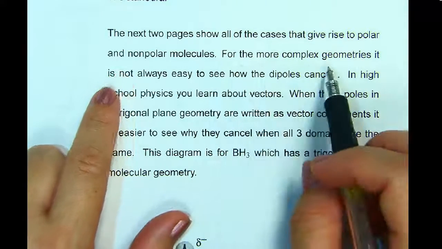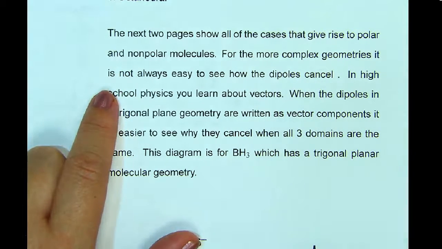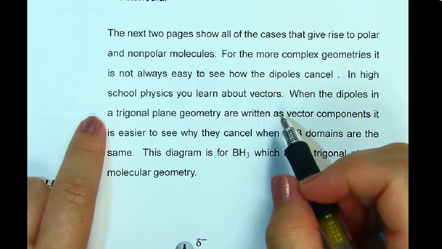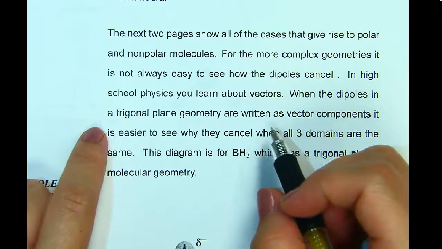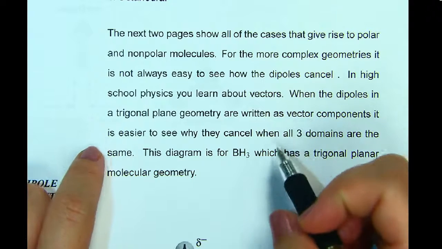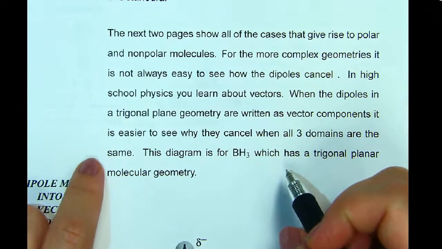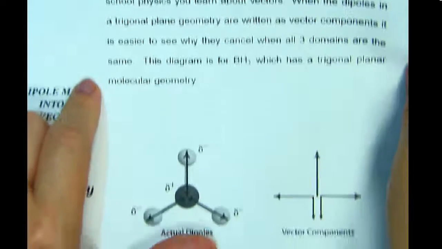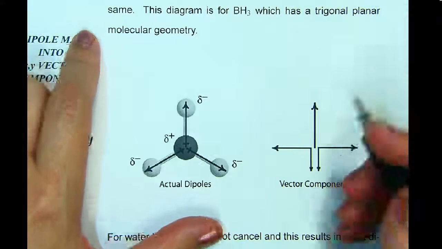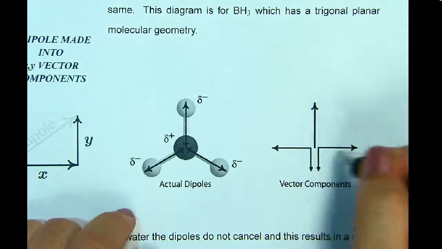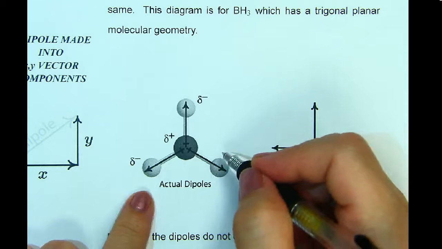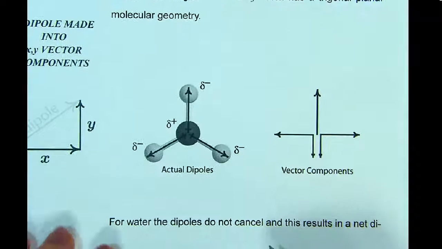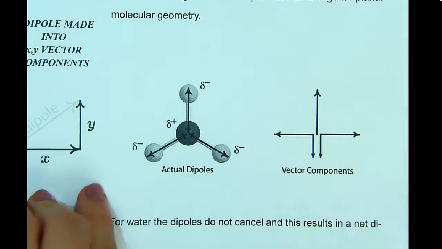For the more complex geometries, it's not always easy to see how the dipoles cancel. In high school physics, you learn about vectors. When the dipoles in a trigonal planar geometry are written as vector components, it's easy to see why they cancel when all three domains are the same. The diagram for BH3, which has a trigonal planar geometry, is seen below, and the way that the vector components are written, they are in such a way that all of the dipoles cancel with each other. For water, the dipoles do not cancel, and this results in a net dipole.